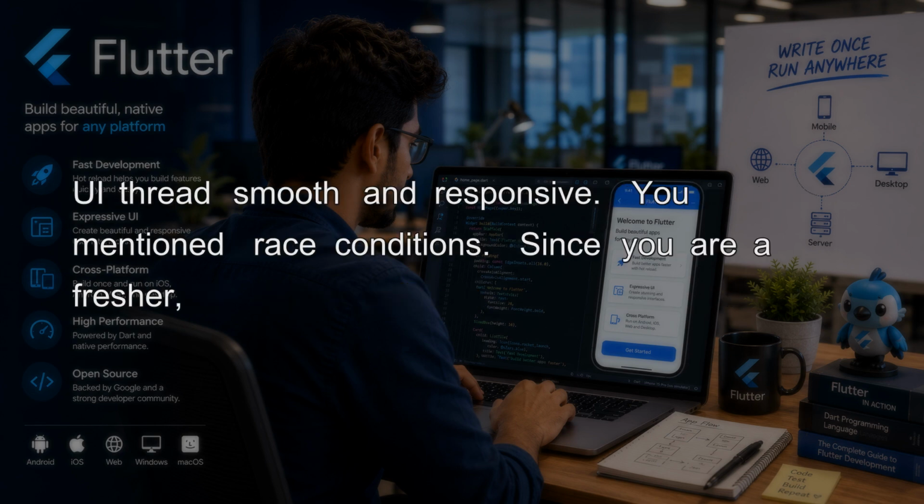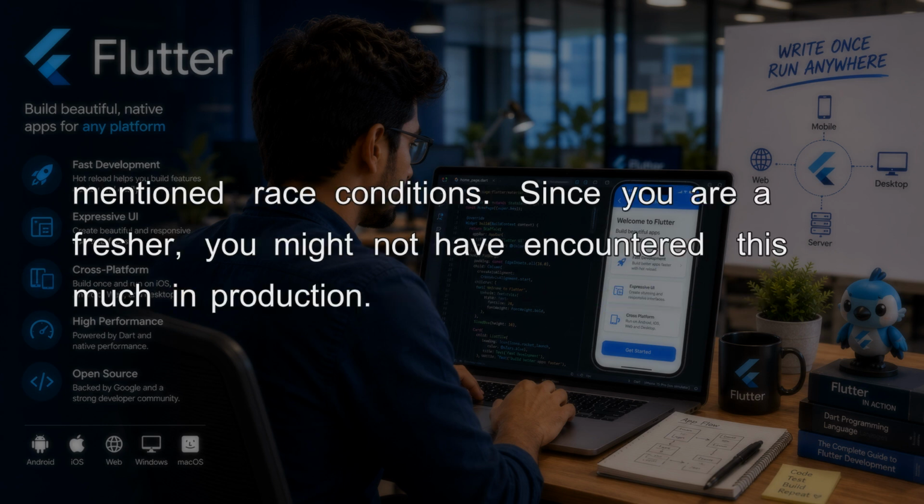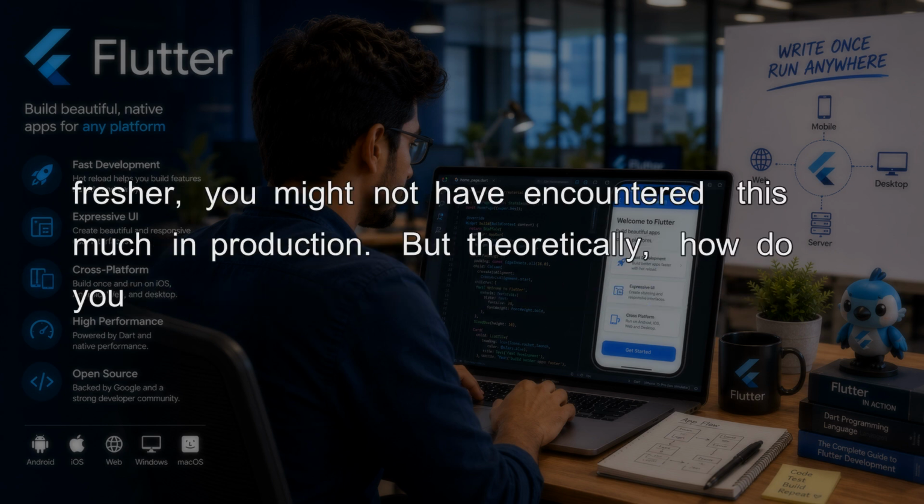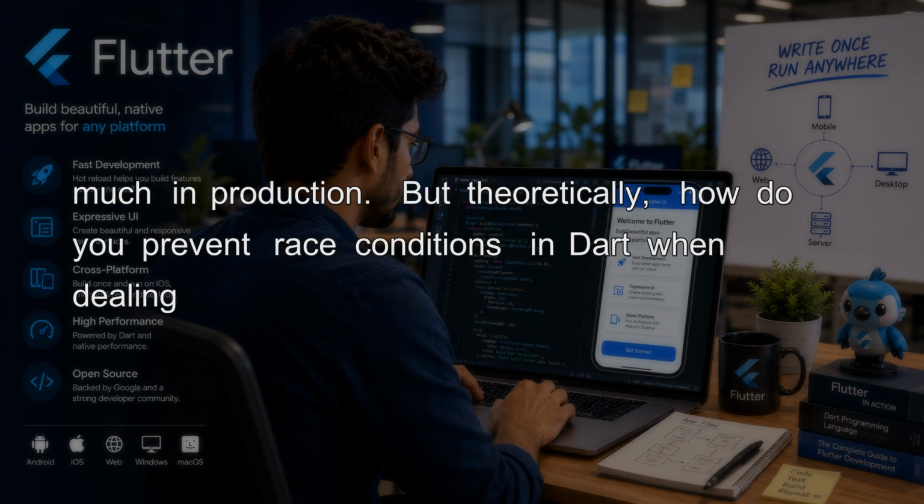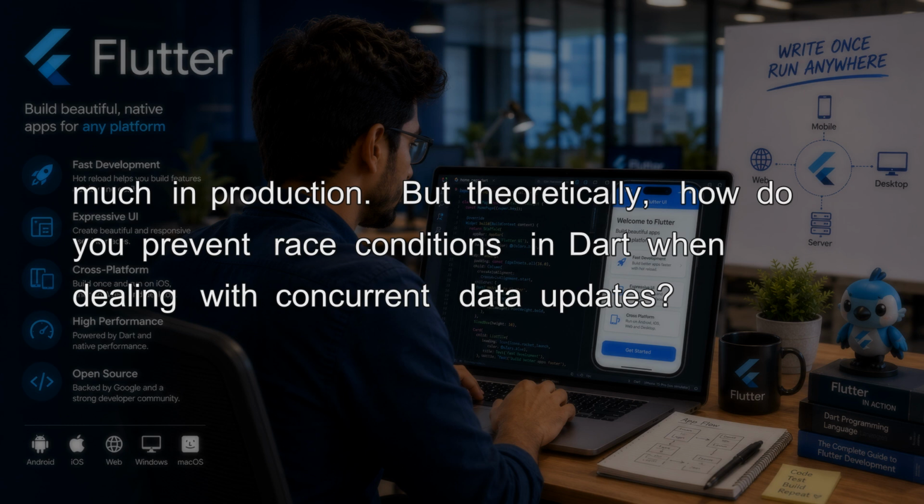You mentioned race conditions. Since you are a fresher, you might not have encountered this much in production, but theoretically, how do you prevent race conditions in Dart when dealing with concurrent data updates?